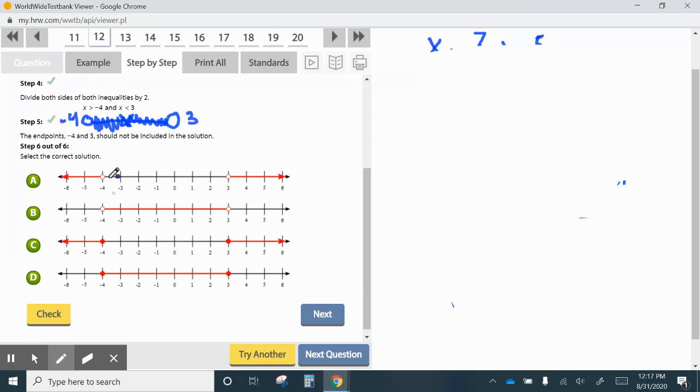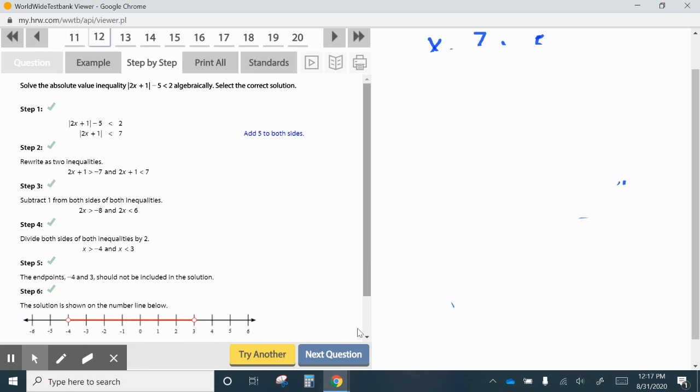Okay, so whenever it's an and statement, it's in the middle. Okay, or you have left and right. So we know it can't be this one. It can't be this one. It can't be this because that has closed circles. So it has to be answer choice B. Check. All right.